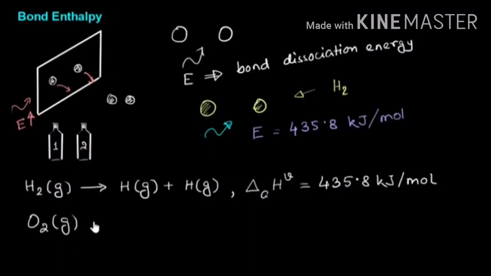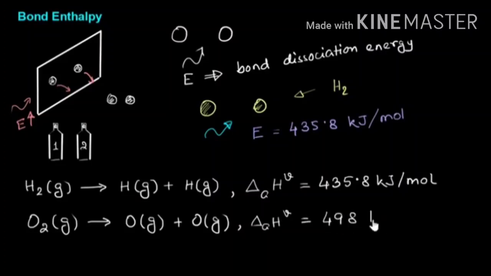Let us take another example, the oxygen molecule. In the case of the oxygen molecule, the energy is greater than for the hydrogen molecule, as there is a double bond between the two oxygen atoms, and this energy is 498 kilojoule per mole. This is the simplest molecule, the diatomic molecule, in which one type of bond is present.